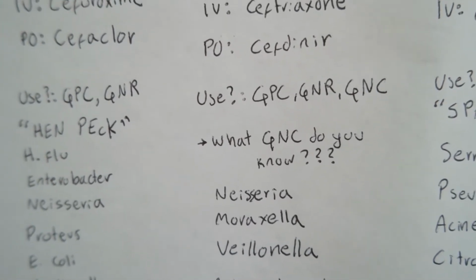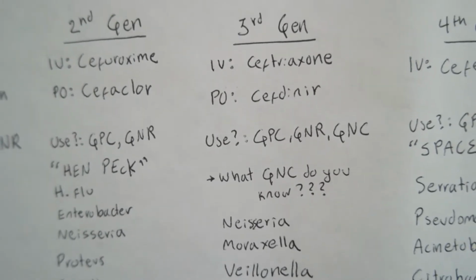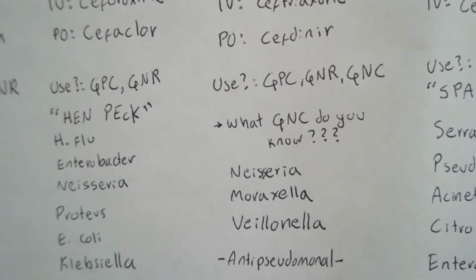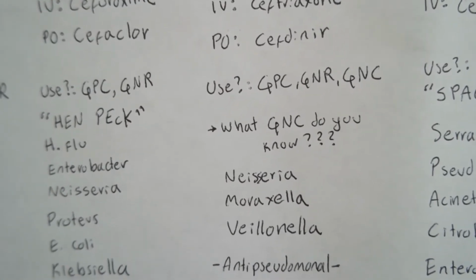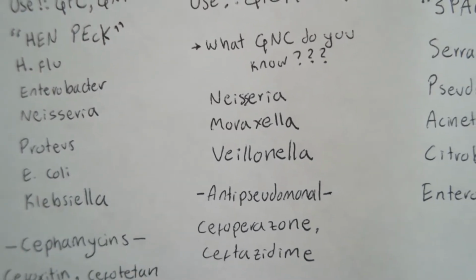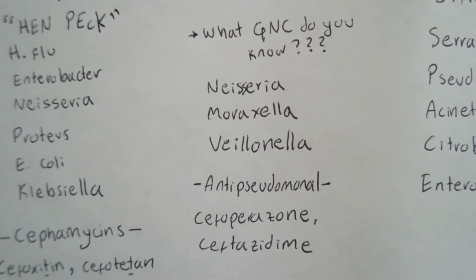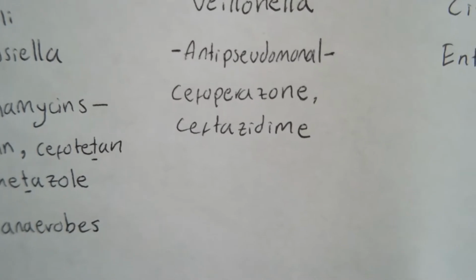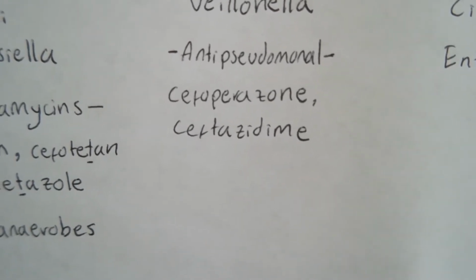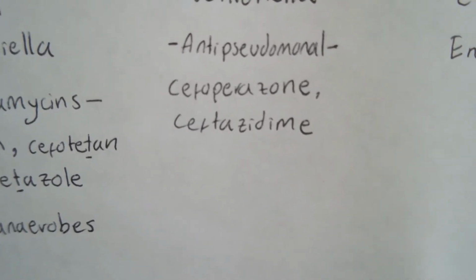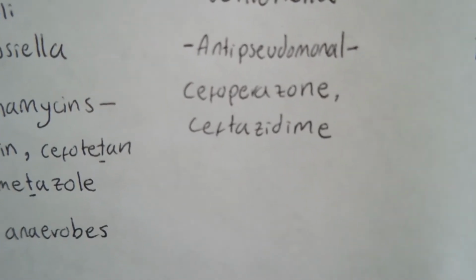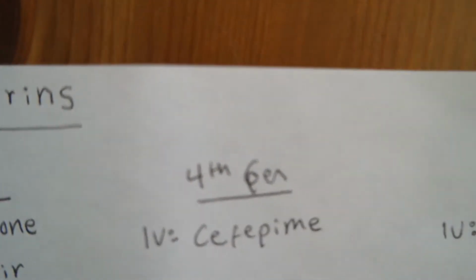Perfect. There is a couple of third-generation cephalosporins that in addition cover Pseudomonas. Do you know any of them? There you go. Cefoperazone and ceftazidime. Ceftazidime to consider is one cephalosporin that could have cross-reactivity with aztreonam, but we will talk about that in a future video about that.